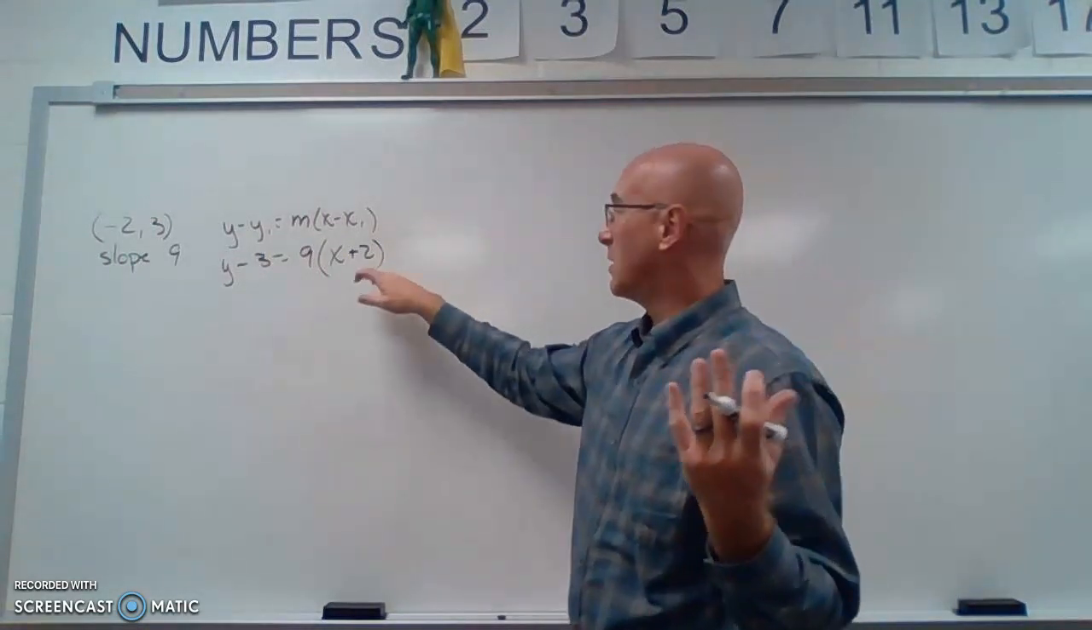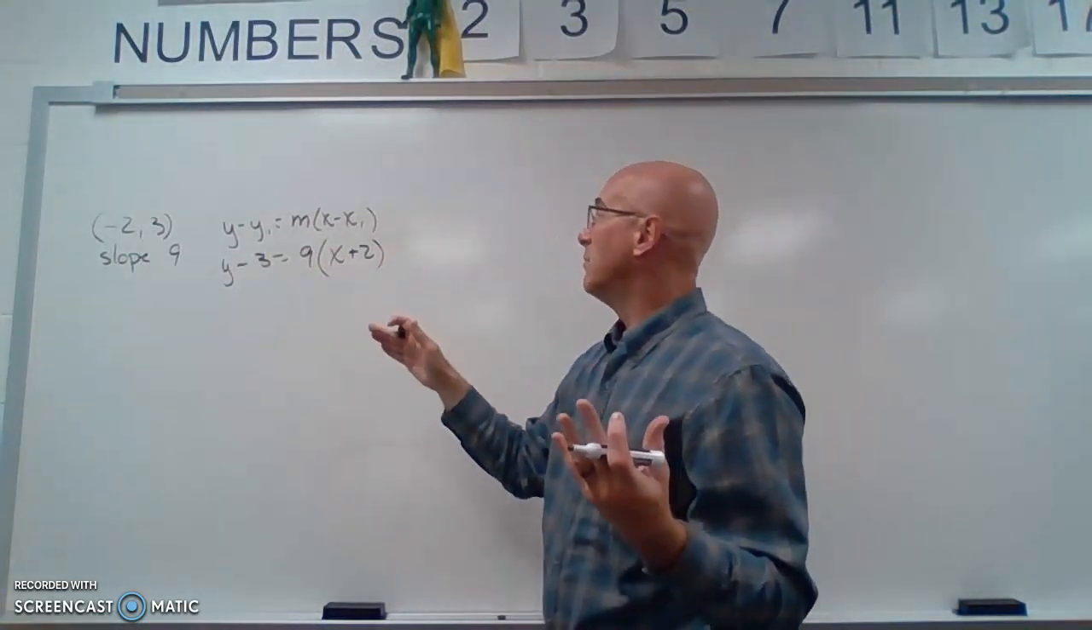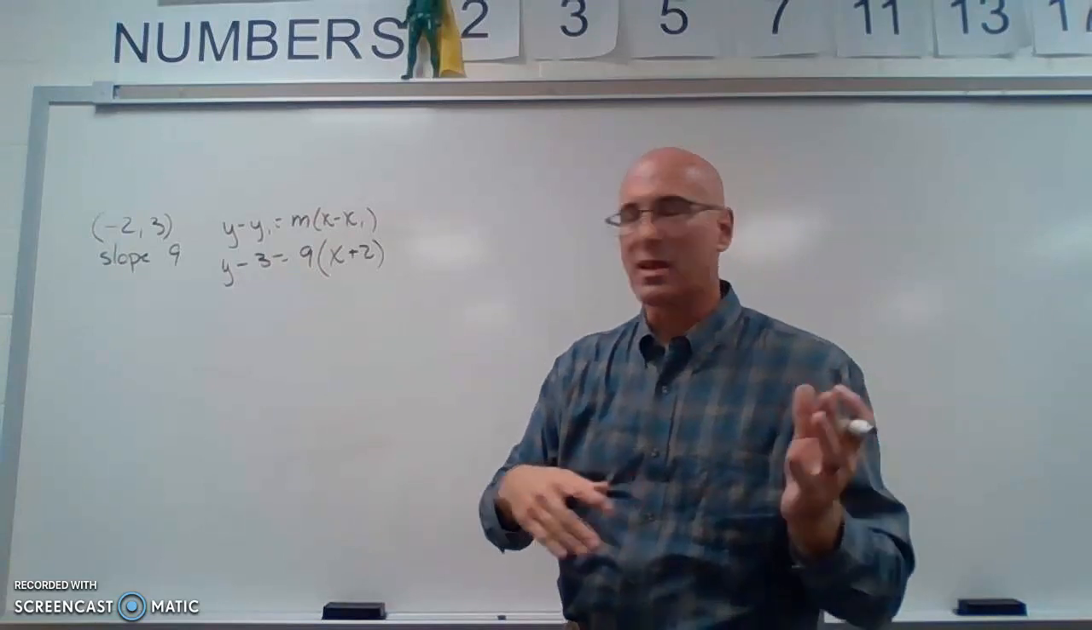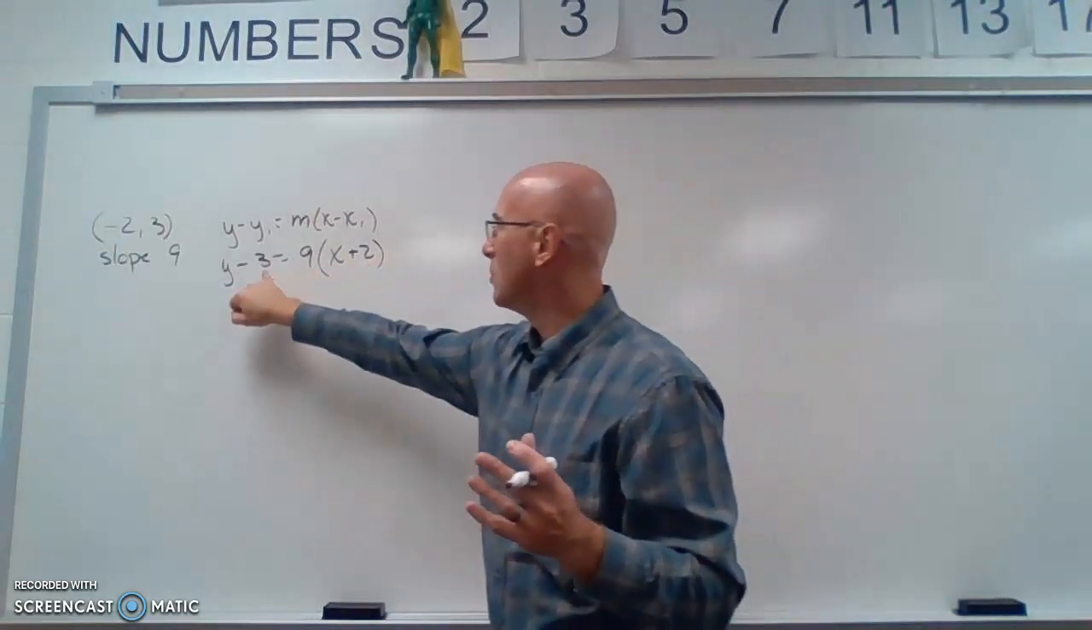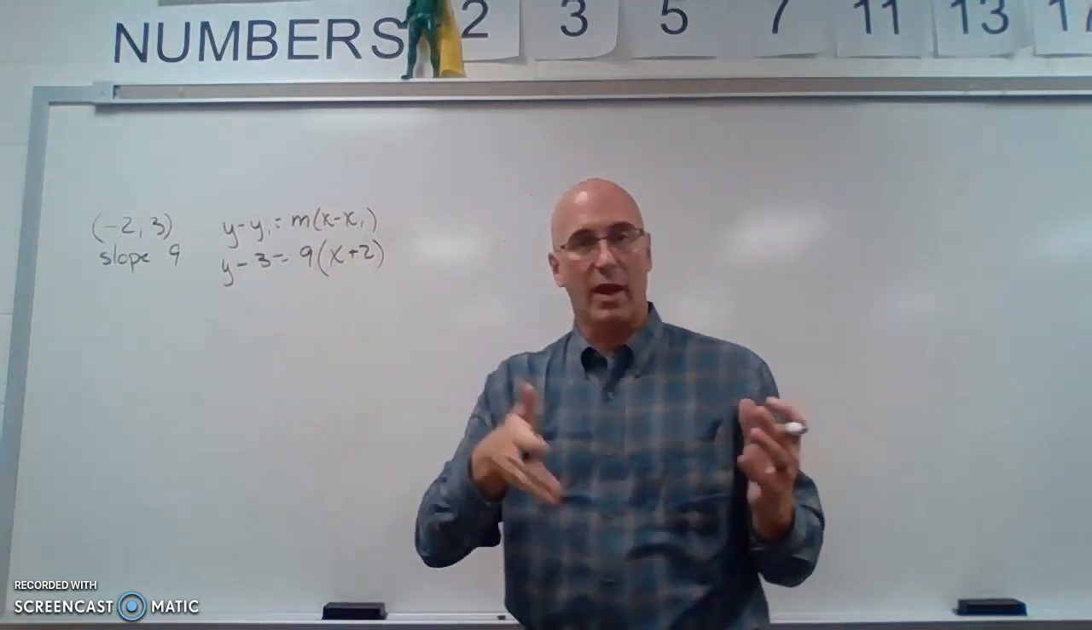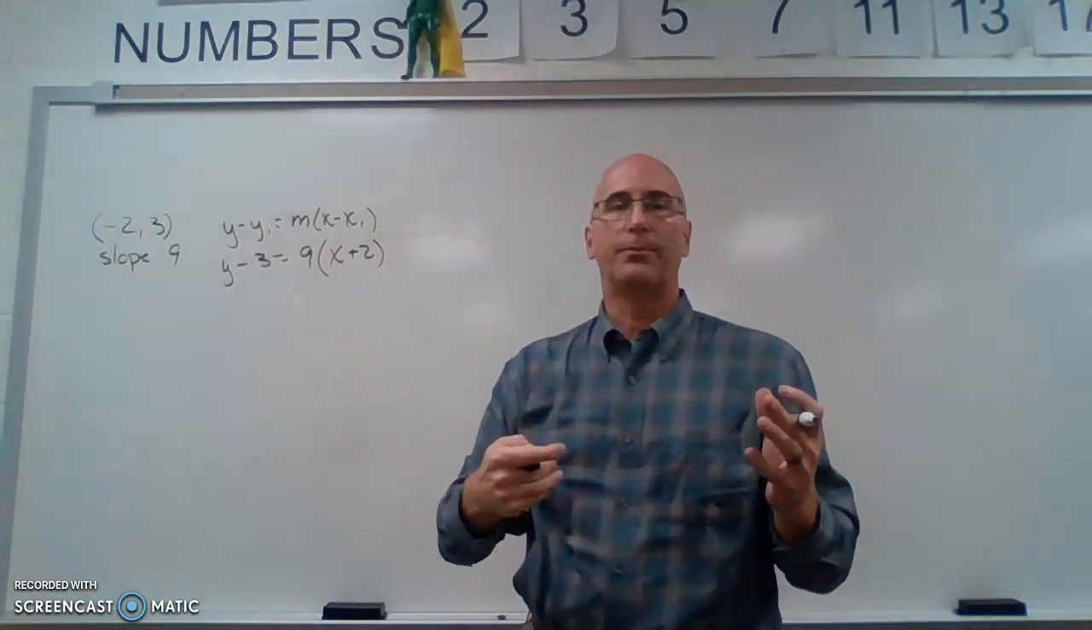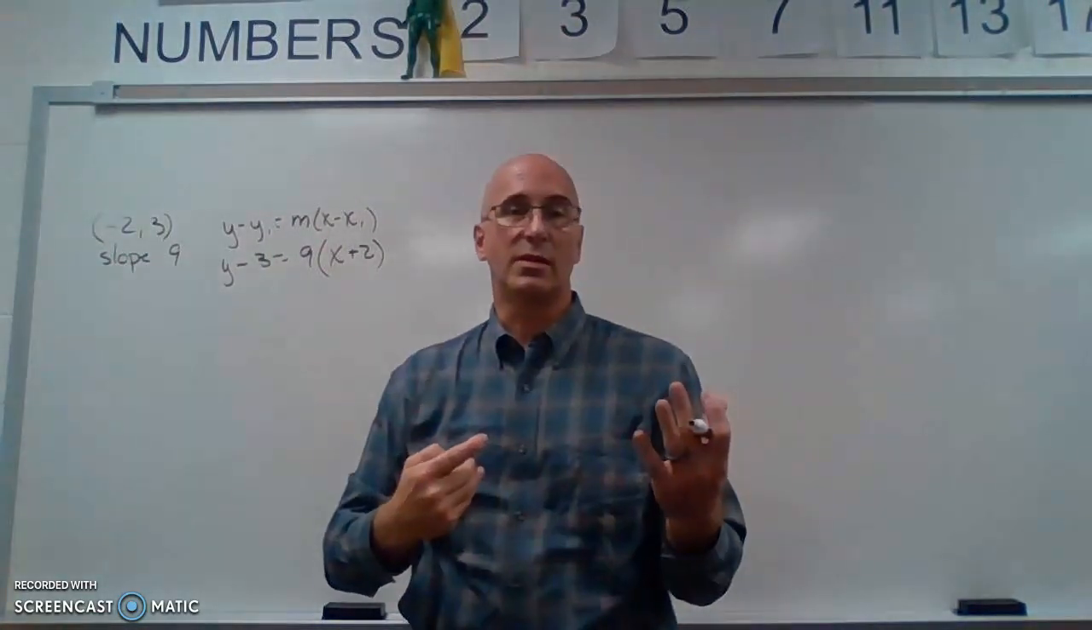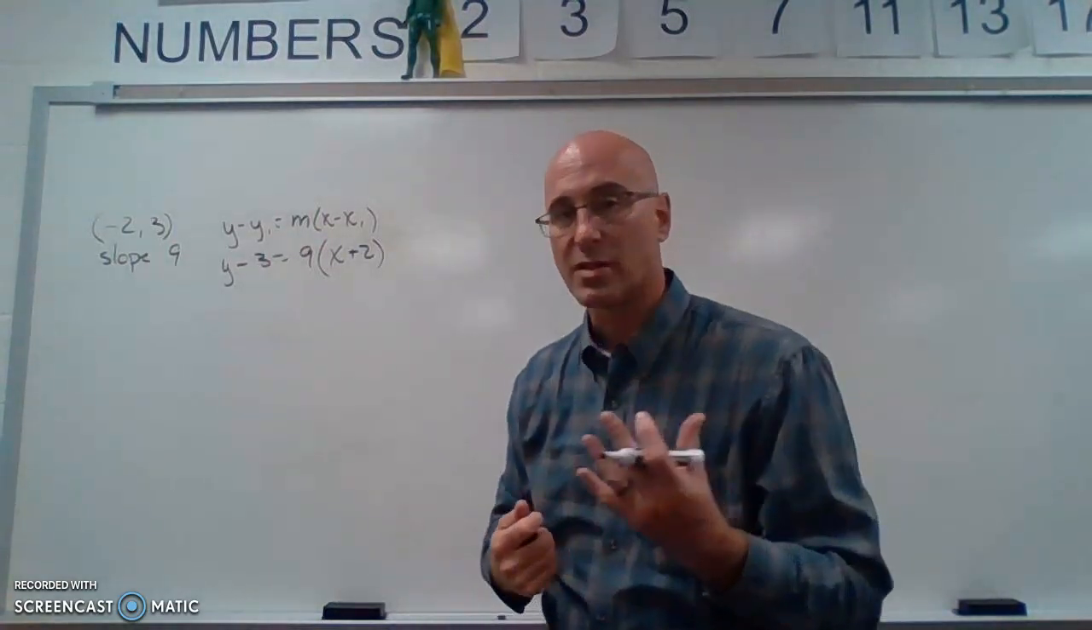If we look at this, we could graph it. It's sometimes not as easy to think about, that we start at negative 2, 3, and we have a slope of 9, up 9 over 1. What we're more used to doing is converting it and seeing it in slope-intercept form.